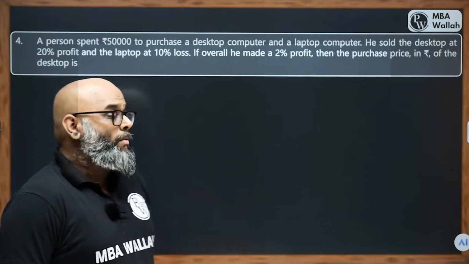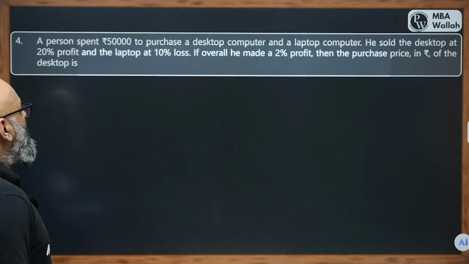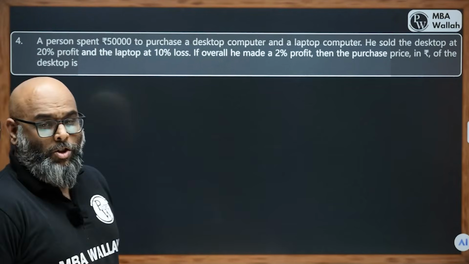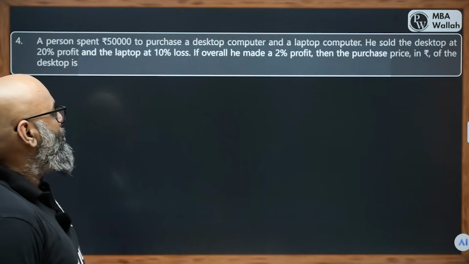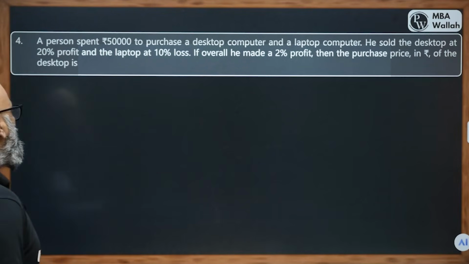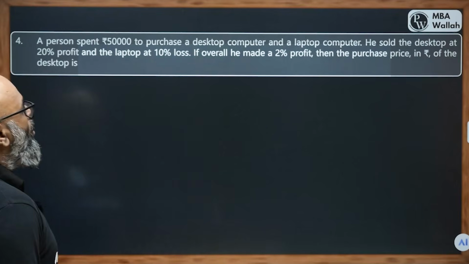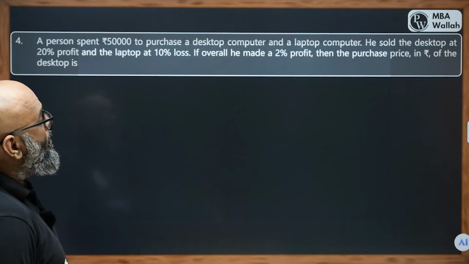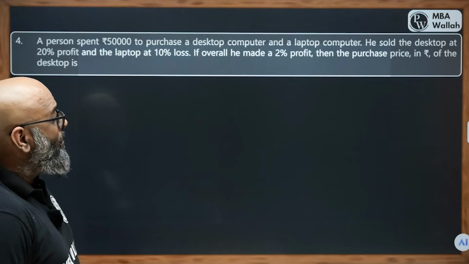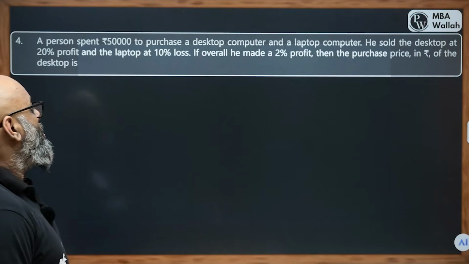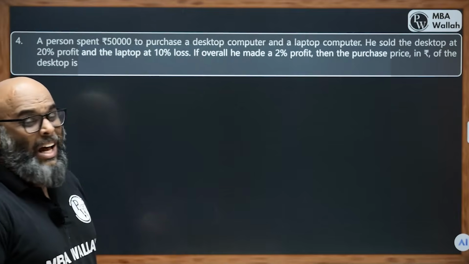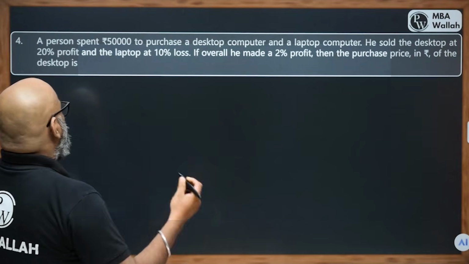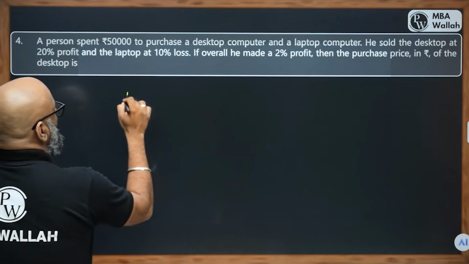And here we solve. A person spent rupees 50,000 to purchase a desktop computer and a laptop computer. He sold the desktop at a 20% profit and the laptop at a 10% loss. If he overall made a profit of 2%, then the purchase price in rupees of the desktop is, they're asking the cost price of desktop. Simple question with equations.